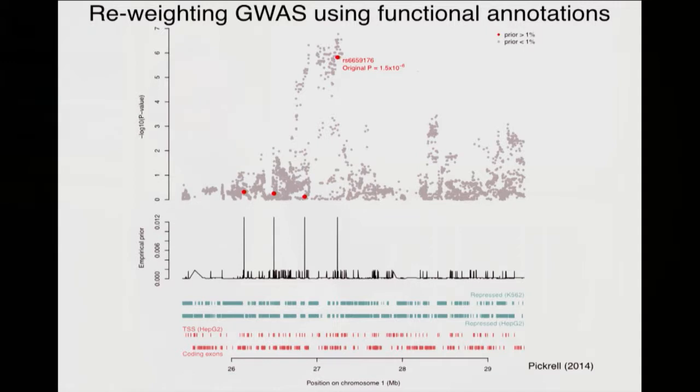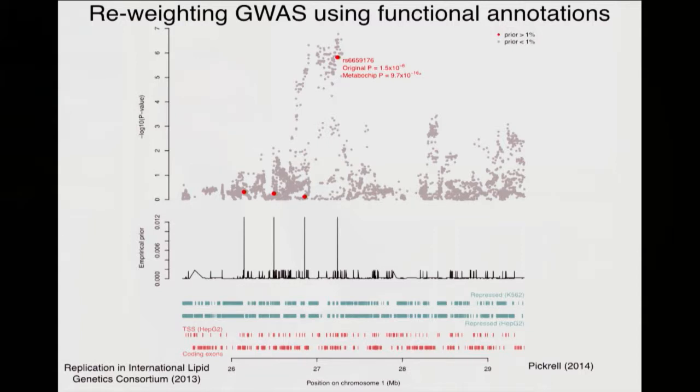1.5 times 10 to the minus 6 is not something you'd write up, but you'd think you'd take a second look maybe, and the model's telling you to take a second look. And actually, in this case, as I was writing this up, the paper came out from the International Lipid Genetics Consortium, and it now has a p-value of 9 times 10 to the minus 16. So this is whoppingly significant now because they've doubled their sample size.